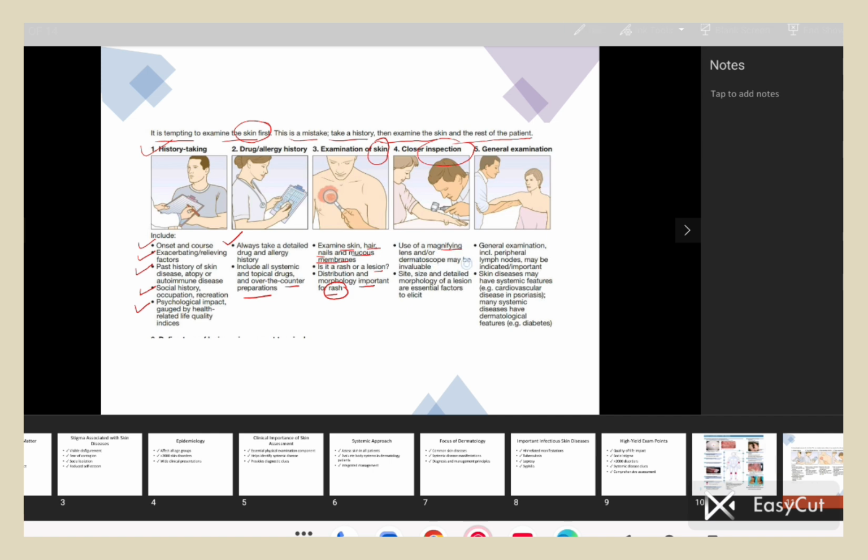We sometimes use a dermatoscope, which may be invaluable, and we have to check the size and detailed morphology of a lesion, which are the essential factors to elicit. Then we go for the general examination. General examination includes the peripheral lymph nodes, which may be important, and some skin diseases may have systemic features like cardiovascular system involvement in psoriasis, and many systemic diseases have dermatological features, like diabetes.